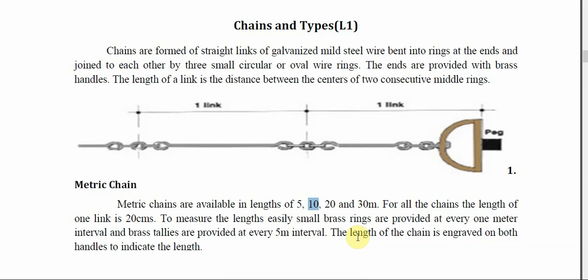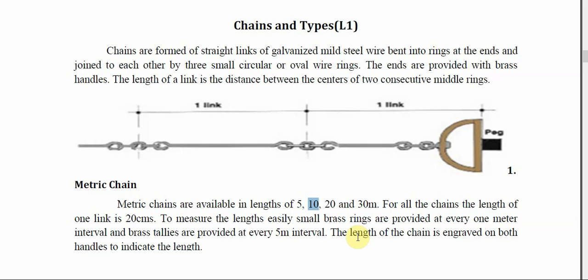So, it is a 10-meter chain and each link is 20 centimeter. So, how many links are present? 20 centimeter, which is 0.2 meter. So, 10 divided by 0.2, 50 links are present. Each link is 20 centimeter and there are 50 links. So, 20 into 50 is 1000 centimeter. 1000 centimeter is nothing but 10 meters.